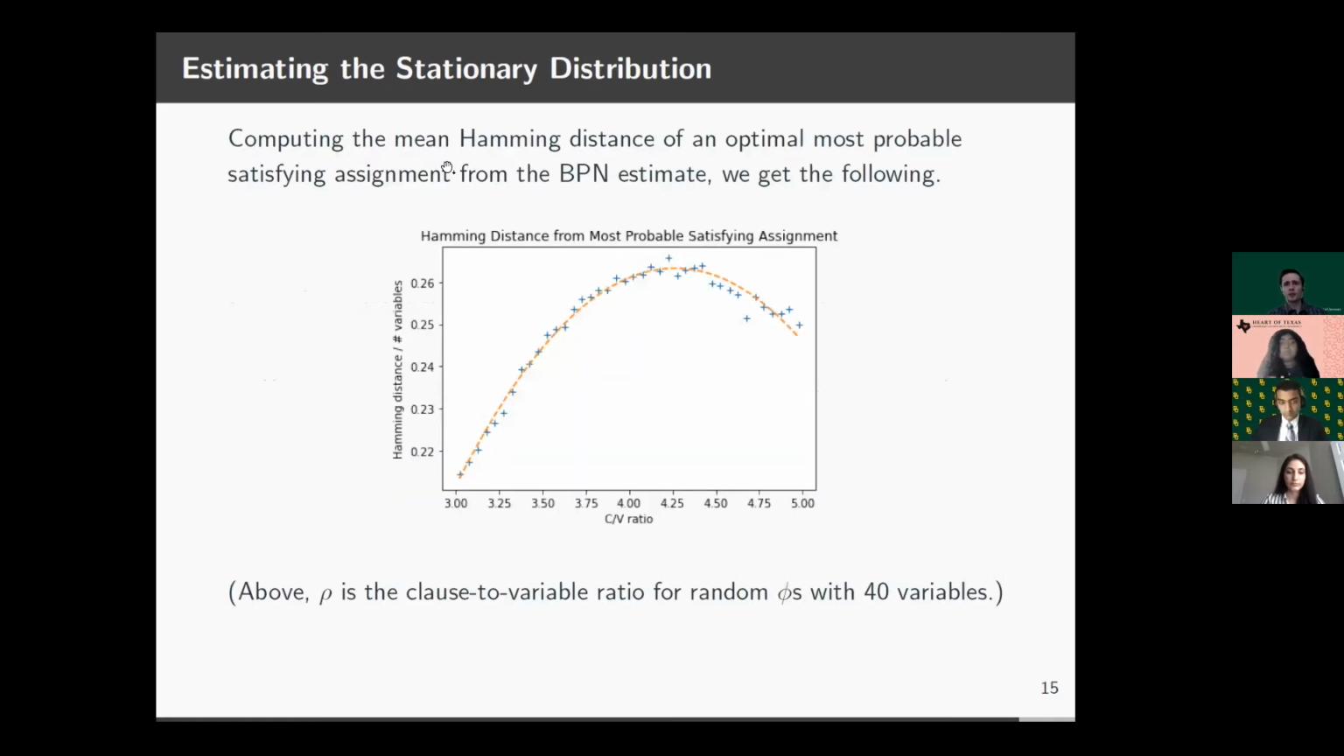And what we did here is we computed the mean Hamming distance of an optimal most probable satisfying assignment. So we took the set of all satisfying assignments and computed the probability that a particular variable is true or false in those sets of satisfying assignments. And then based on that probability distribution, we made an optimal maximum likelihood guess as to what that satisfying assignment is. And what we noticed is that we can actually guess about 75% of the variable assignments just by looking at the stationary distribution of this belief propagation network.